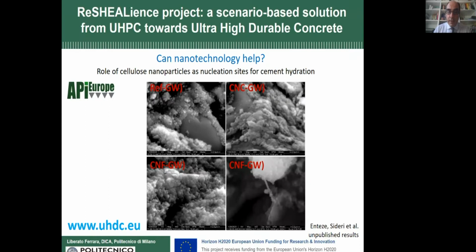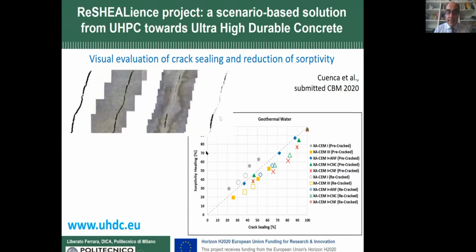And also, as far as the self-healing is concerned, this is a thesis which was just discussed in Milano last month. You can see the reference concrete as the gray dots, the change of the type of cement as the yellow dots, whereas the blue, the red, and the green are the mixes with alumina nanofibers, and you go higher with both the crack sealing efficiency and the recovery of impermeability versus water capillary suction.